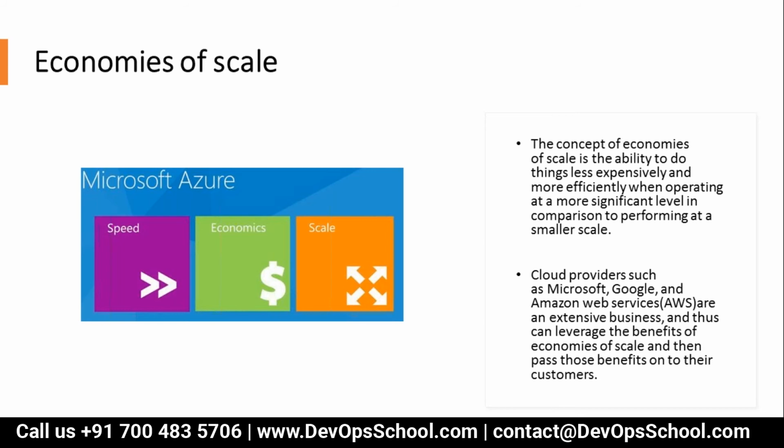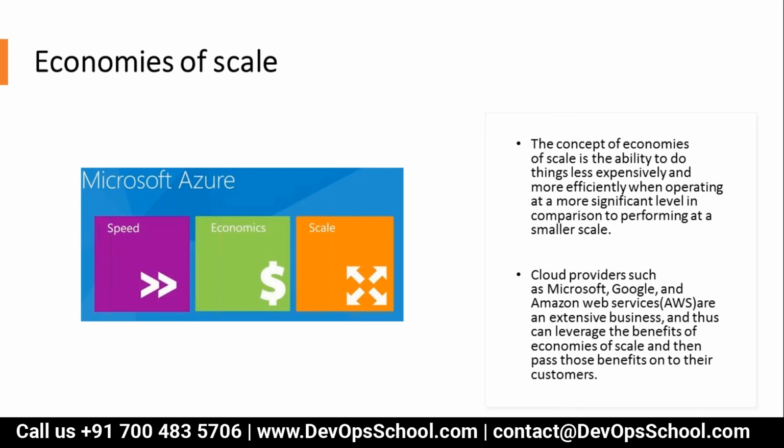So organizations also have the tendency that they want less investment and in return they want maximum output, correct? Right, guys? So basically the concept of economies of scale is the ability to do things less expensively and more efficiently when operating at a more significant level in comparison to performing at a smaller scale. So our tendency is what? We want less input and maximum output.